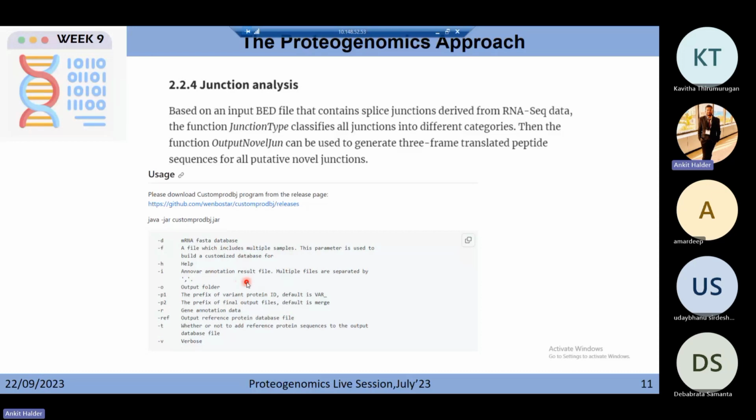So that's why we are trying to give you as close as possible to that: what the input is, what the tools and the databases are. If you get any chance, by using your lab's PC or access, or you download any datasets or come across them, you can try it on your own. So this is the prefix of the variant protein ID of the final output files: gene annotation data output, reference protein database file, whether to add reference protein sequences to the output, and verbose, which means if you write this command, it will give you all that is happening during your run of the tool.